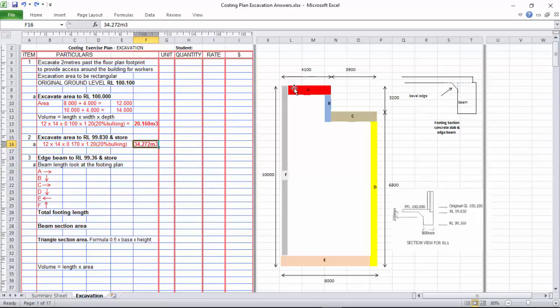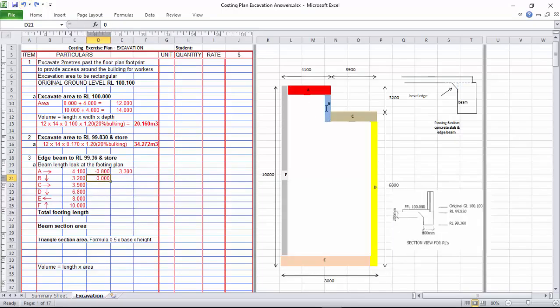The edge beam, and I've shown it here in colour again to make it easy to pick up which ones you have to take the width of the footing off. So we've got A, B, C, D, E and F. We fill those lengths in over here. And then what we do, we take off our 800 mil because this footing is 800 millimeters wide. So we've got to take off 800 mil, and then we get 3.3 with that.